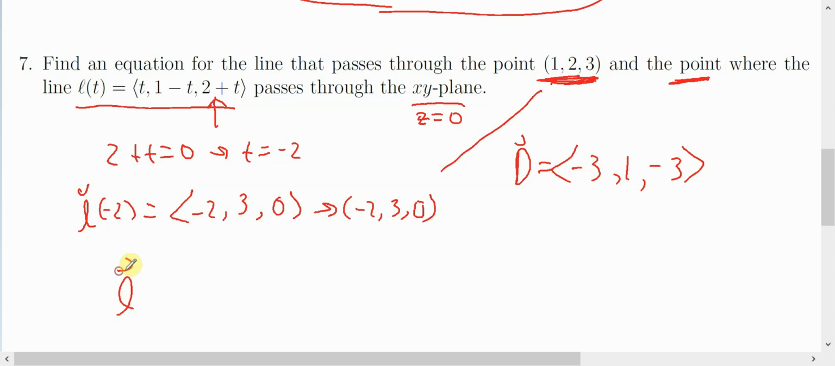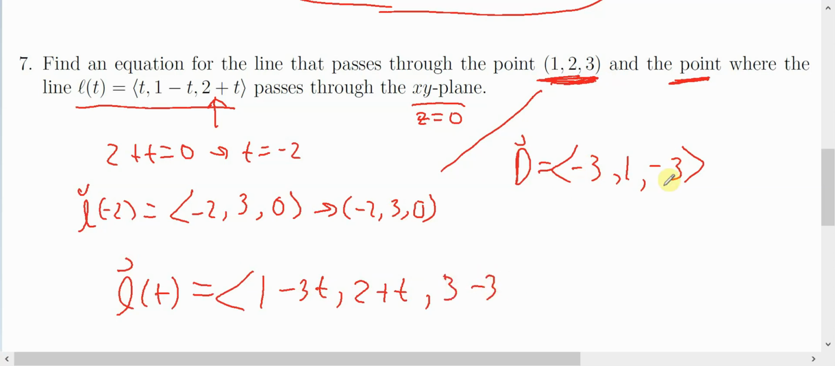So the line being described here has equation in vector form: the coordinates of my point, which is (1, 2, 3), plus this direction times t. So that's 1 minus 3t, 2 plus 1t, 3 minus 3t. So that's the equation of the line that's described.